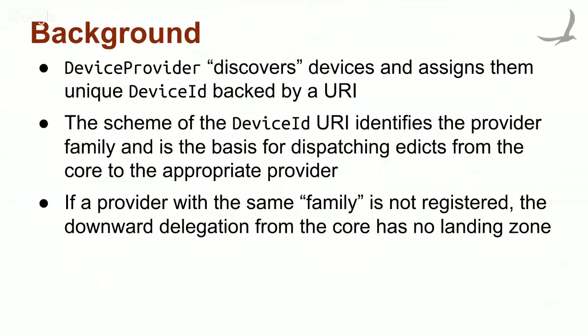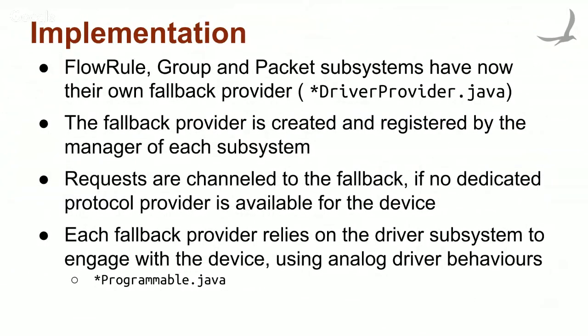So just a little bit of background. Right now in ONOS, the device provider discovers the device via device ID that's backed by a URI and it has a schema. The schema of the device ID identifies the provider family and is the means to dispatch an event or a call to a specific provider of that family. But if the family does not have a provider for a specific call, there's nothing happening. So what we did was providing a fallback flow rule, group and packet provider.